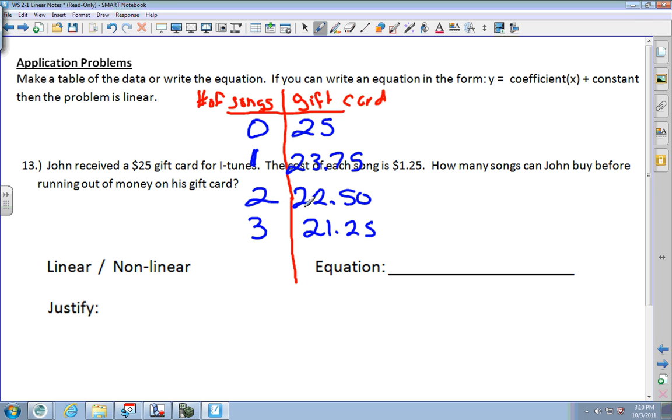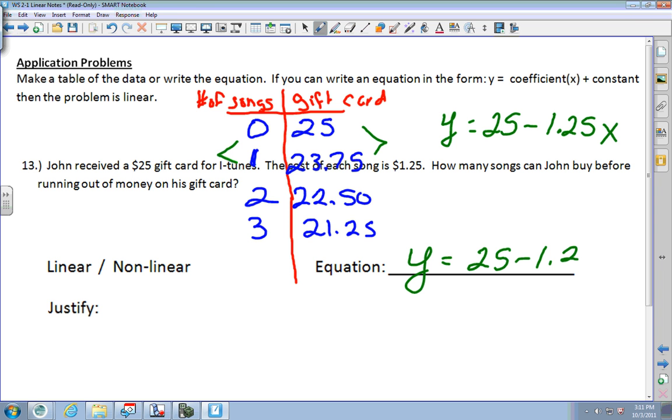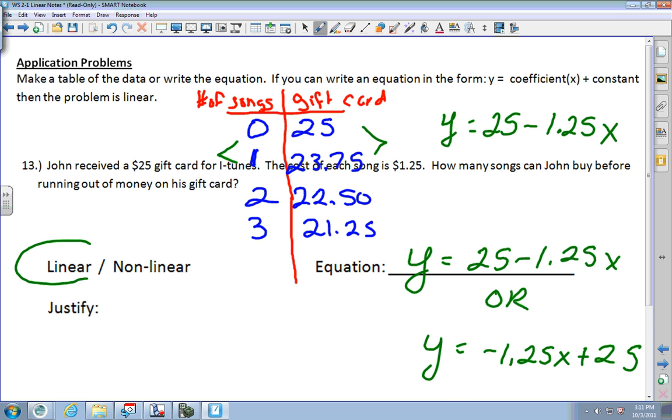When I go to make my equation, you can do it a couple ways. You can do delta y over delta x, or I can look and see that I'm starting with 25, and I'm subtracting off $1.25 for each song. So here's my equation. I can write it this way, or I can write it y equals negative 1.25x plus 25. Now remember, the coefficient has to be negative. The constant has to be positive, otherwise you'd be making the money negative. If you put this in the calculator, it's going to give you a straight line, and it is linear.